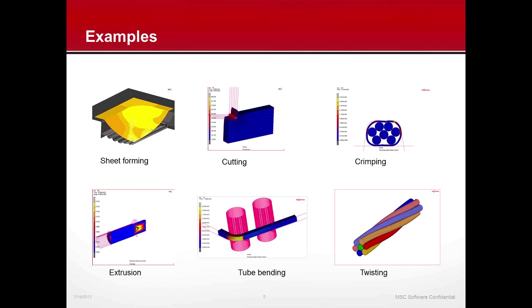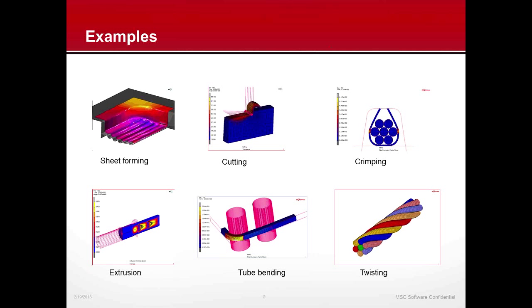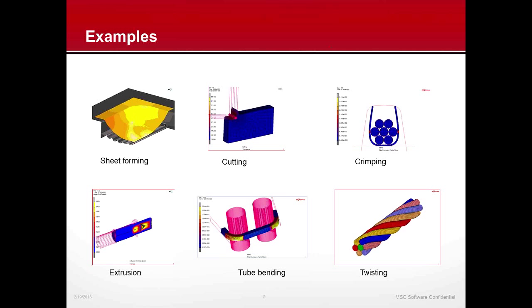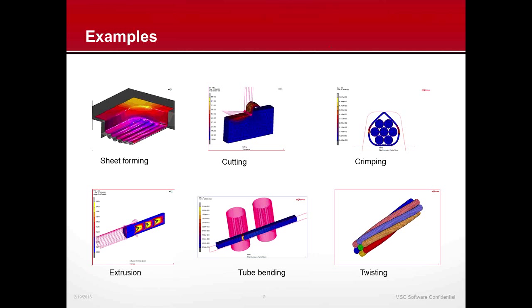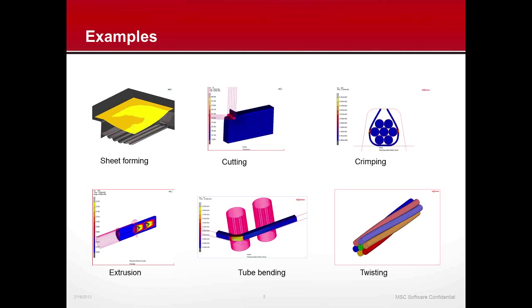The second one involves cutting or the material removal, and there is once again large amount of distortion, and the remeshing definitely helps quite a bit in this type of problems.